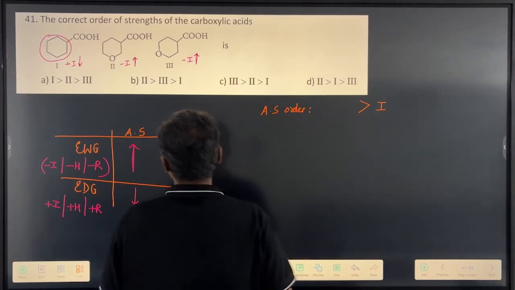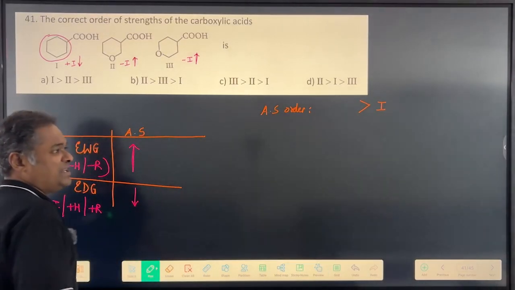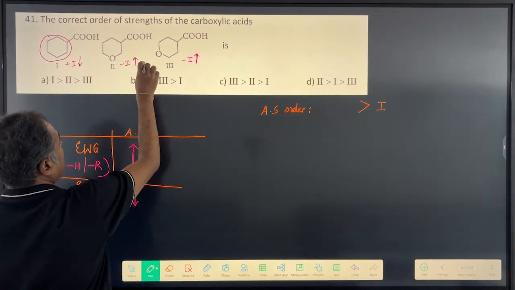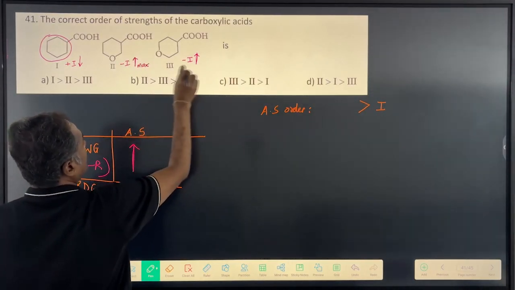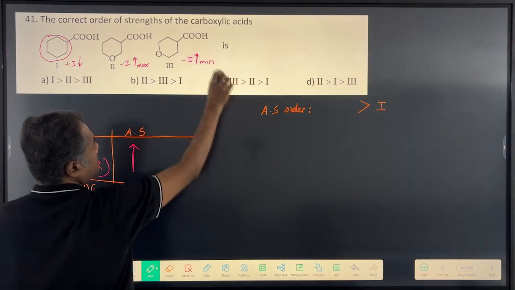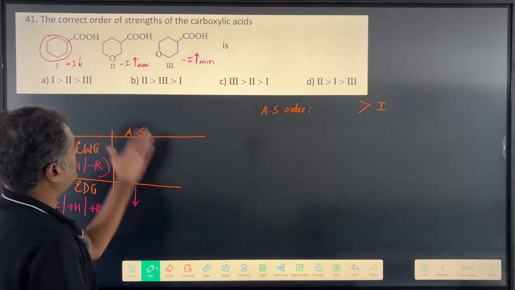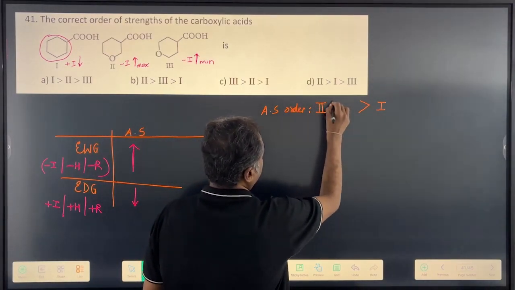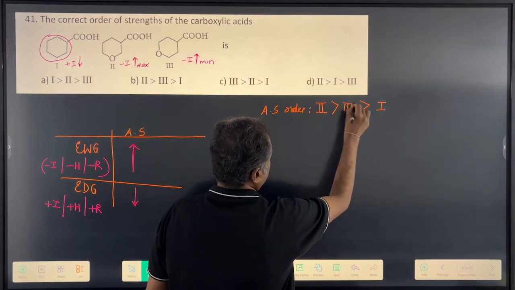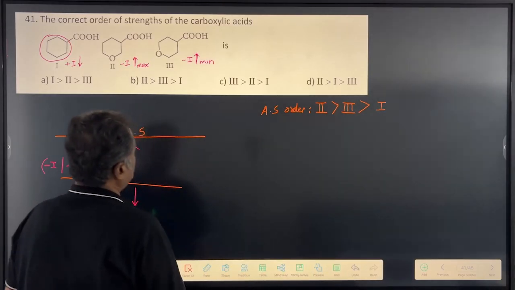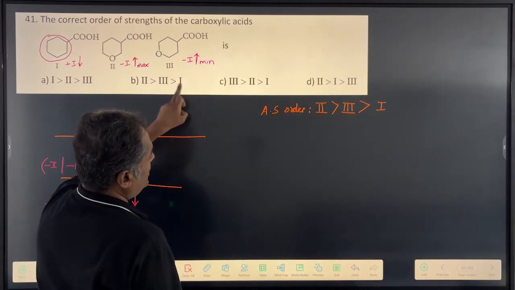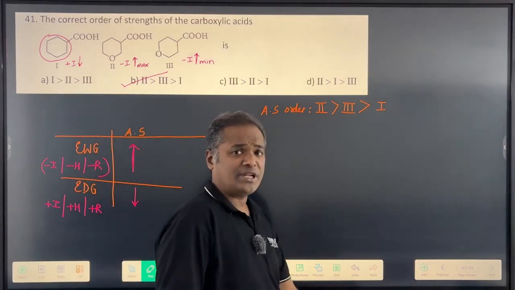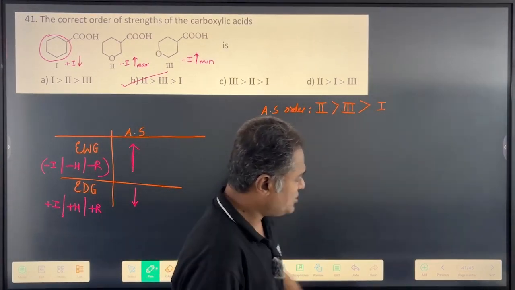Now, out of second and third, inductive effect is based on distance. So, here it is closer to the acid, so it will have maximum effect and this will have minimum effect because the distance is far. So, as per distance, your 2 should be more acidic as compared to 3. So, your correct answer has to be 2, 3, 1. 2, 3 and 1. So, your correct answer is D. Is it done? I hope this is clear, kids. Let's proceed with the next question.